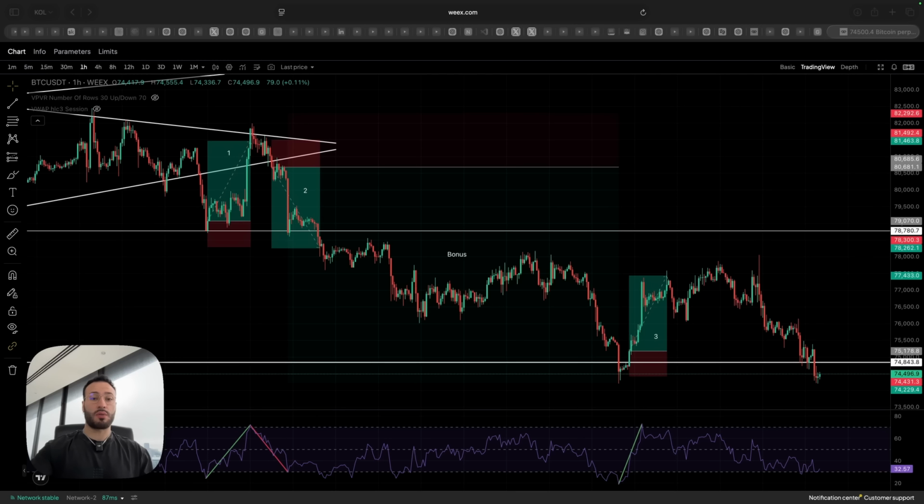Today, I'm breaking down 3 real cases directly from this Bitcoin chart, each one starting with the RSI, then zooming into the price action that confirms the trade. I'll show you exactly how to size the position, where to put your stop, and what the trade is worth in real dollars. And stay until the end, because the bonus case is the one that ties it all together.